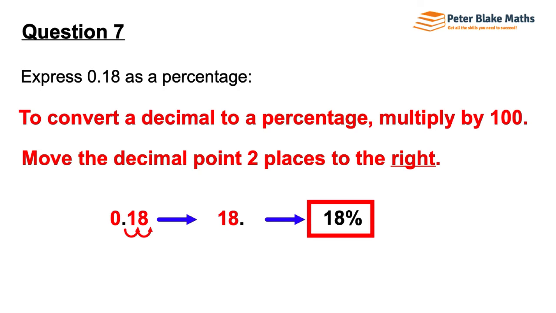So really in a decimal, if you've got a 2-digit decimal or a decimal with 2 decimal places, the first 2 digits to the right of the decimal point end up being what I call the percentage digits. So that becomes 18%.